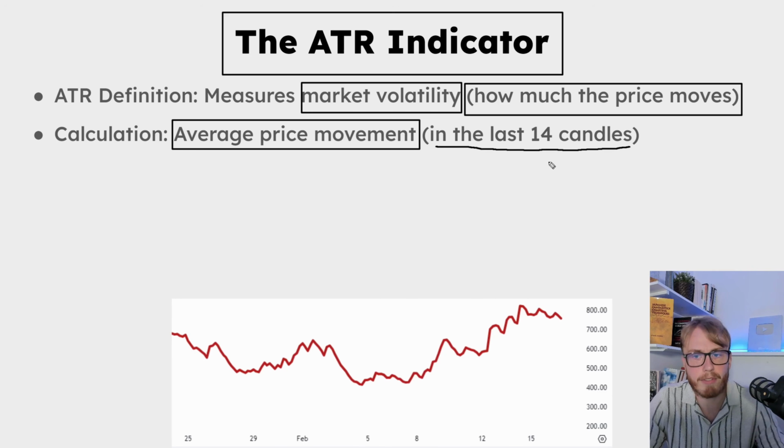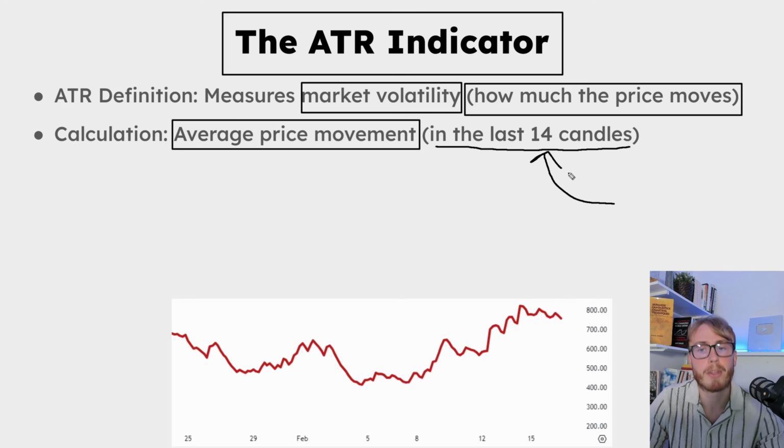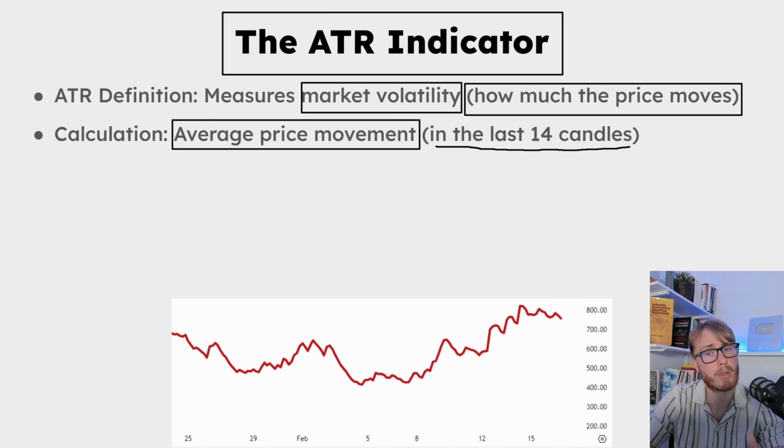And 14 is a very common number. Remember, for example, the RSI indicator also uses 14 periods to calculate momentum. And I usually find it valuable to have harmony between the indicators. So if you use 14 period for the RSI, you might also want to use 14 period for the ATR and so on and so on. And if you change the settings of the RSI, you might want to consider changing the settings for the ATR indicator as well to keep the harmony here between the indicators.